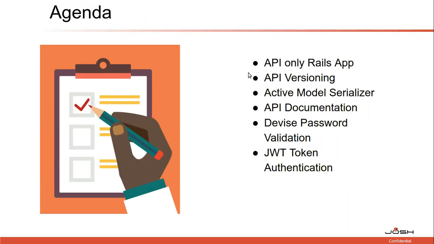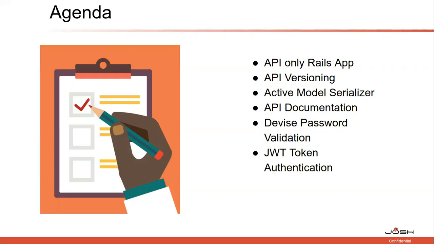see how an API only Rails app is built, how to write APIs using a Rails API only app, then API versioning. So there will be multiple versions for the same API as per requirements. So we'll show you with examples. Then there will be Active Model Serializer. So this will help in responding data in APIs. Then there will be API documentation.